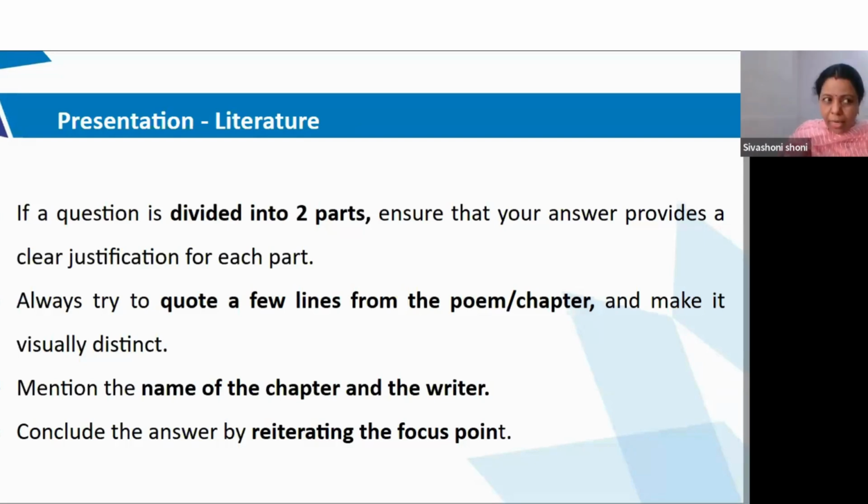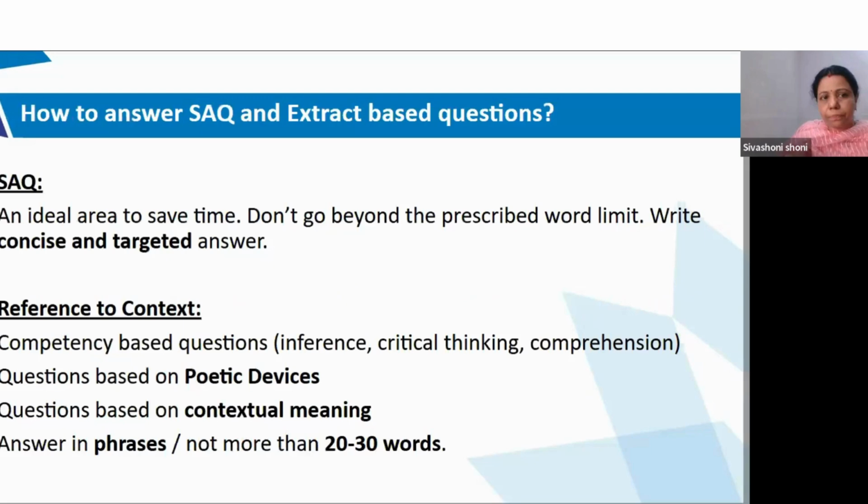Of course, in LAQ there is a general expectation that you write the name of the chapter and the writer, because that shows the child has rightly identified it and knows about it. That is also an expectation. Always reiterate and close your answer with a focus point. Focus point means the keywords or the value points.